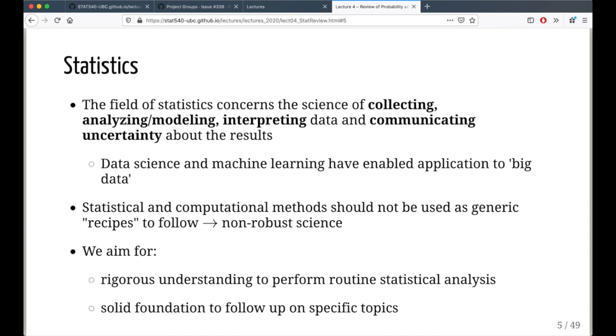And we really want to emphasize that statistical and computational methods should not be used as recipes to blindly follow, and doing so will lead to non-robust science. What we really want to aim for is gaining a rigorous understanding to allow you to perform routine statistical analyses, but also building up a solid foundation that will allow you to follow up on specific and more specialized topics in data analysis.